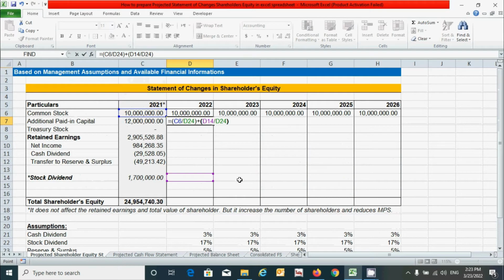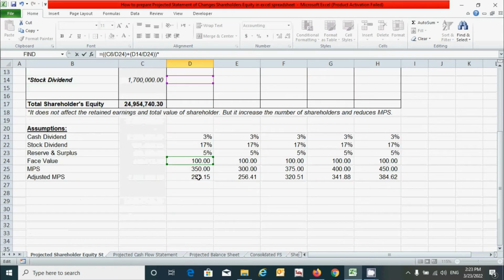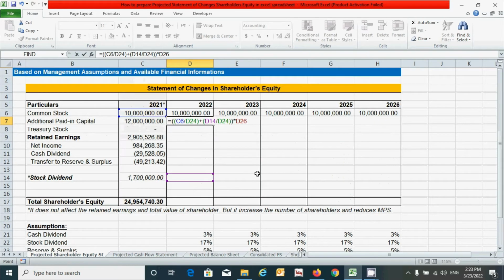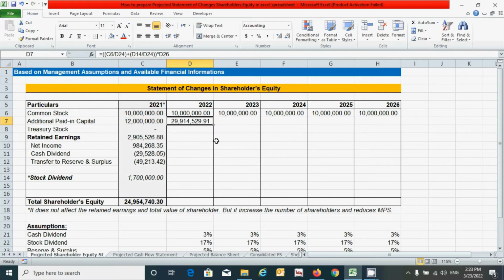Now press the close parenthesis, now click here and now add one open parenthesis here, and now click here, now add the one close parenthesis here. Now press the multiply sign from your keyboard and now click here to get the adjusted MPS, okay. Now press the enter key. Alright, now click here and drag from left to right. Here we will see the effect after calculating the stock dividend amount, okay.